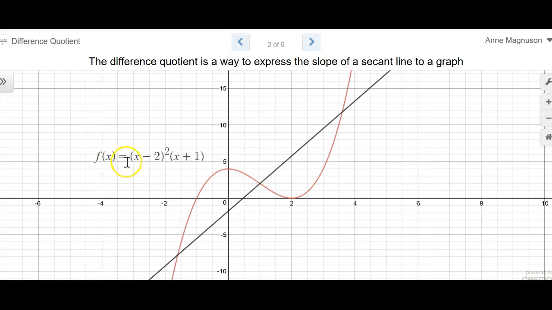This is the function f of x equals (x minus 2) quantity squared times (x plus 1). And here's one secant line. And a secant line is going to change depending on where it's touching the function.